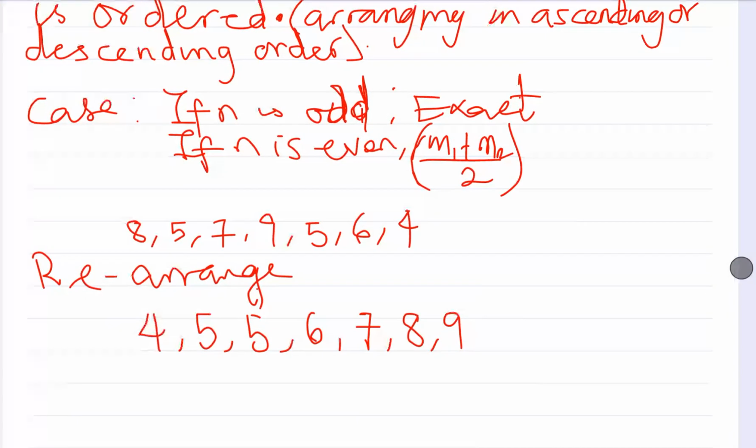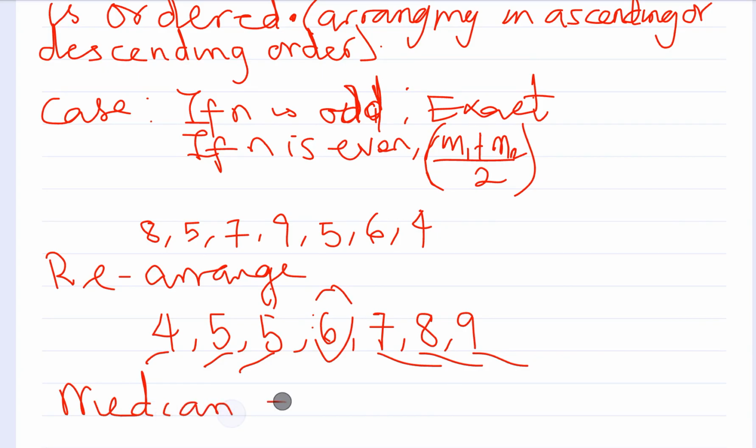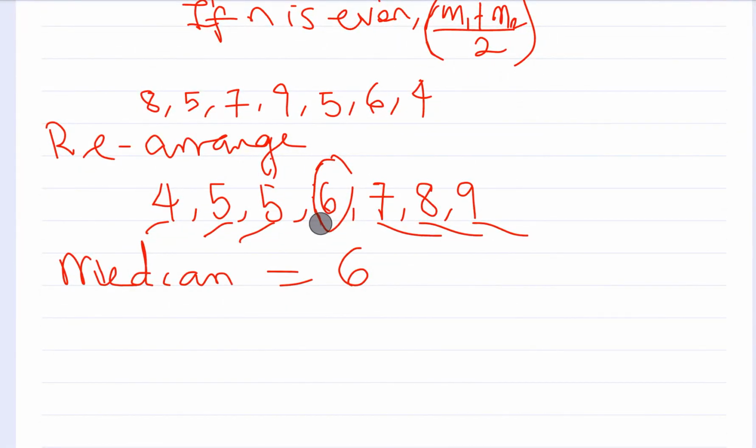So I think this is complete. We'll take them 1, 2, 3, 1, 2, 3. This is the median. Do you understand that now? So the median here is equal to 6, because the number of data points we have is odd.